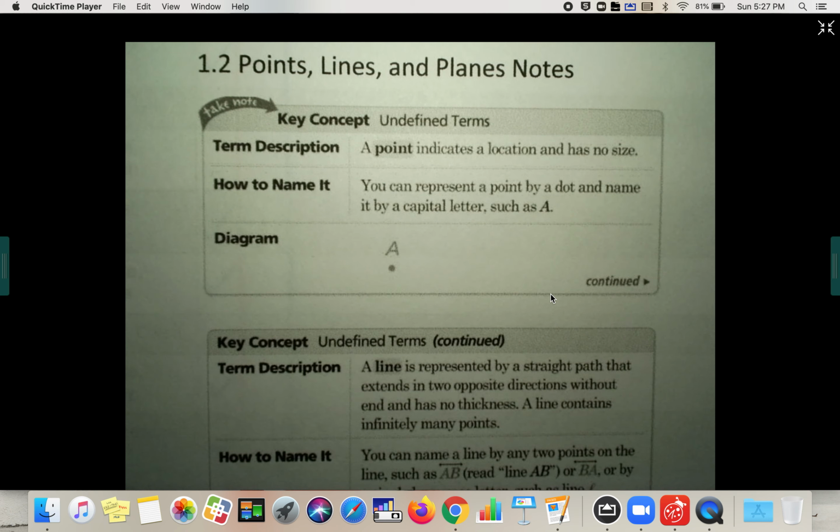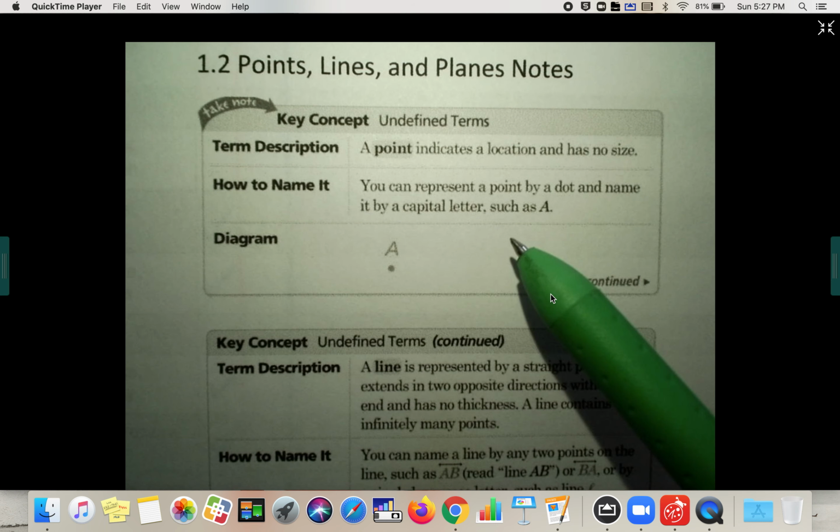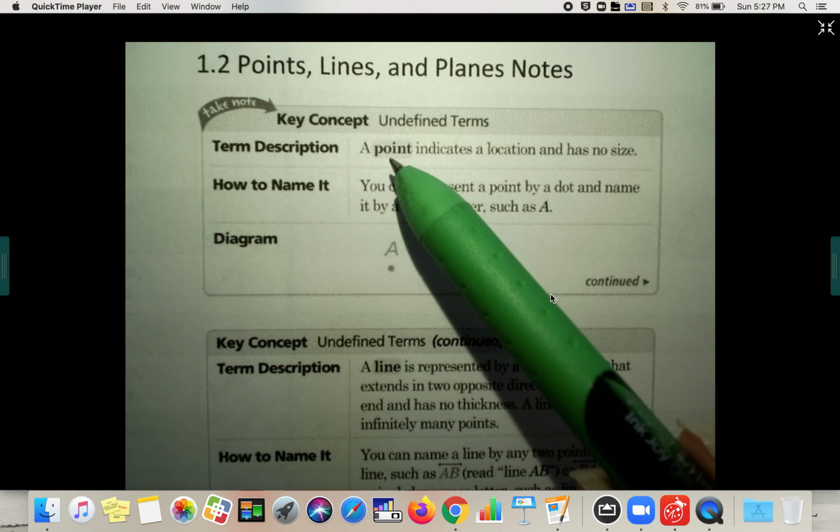Geometry notes for lesson 1.2, points, lines, and planes notes. I have some important vocabulary up here. So the term description is a point.